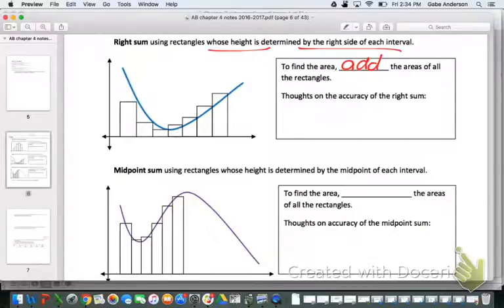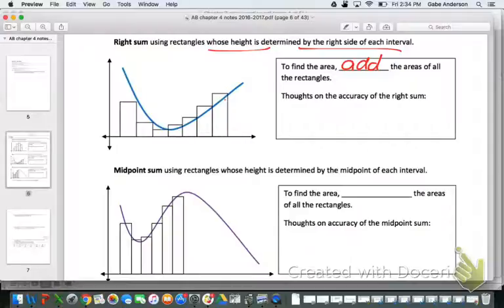So thoughts on accuracy, again, kind of like the left sum, we can see this is going to be inaccurate, right? There are some big sections where we're missing area, and then there are some other sections where we actually have too much area. There could be some degree of balancing out there, but I think we can see it's not going to be perfect, right? It's not going to be exactly accurate.